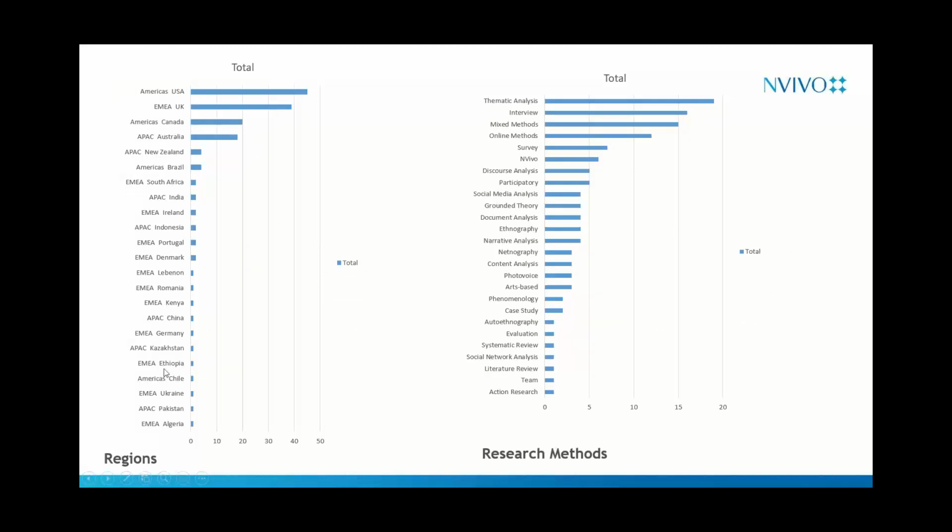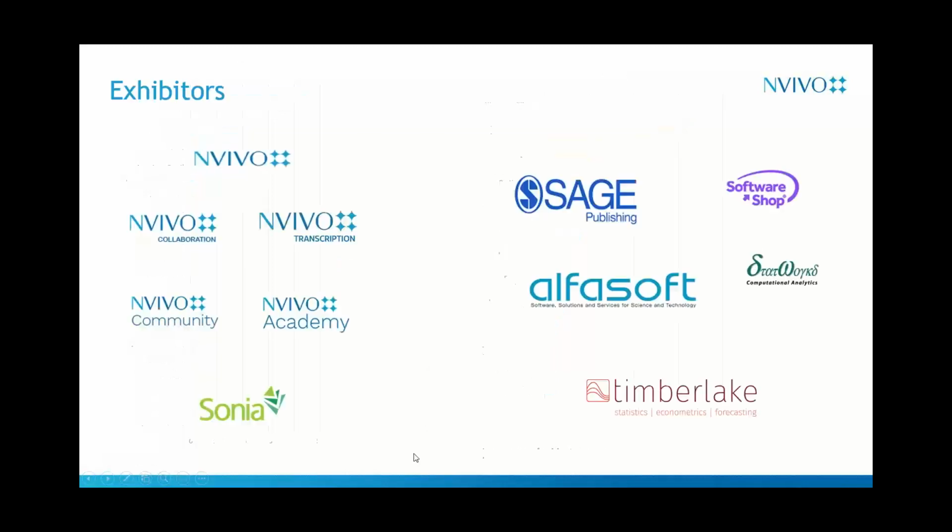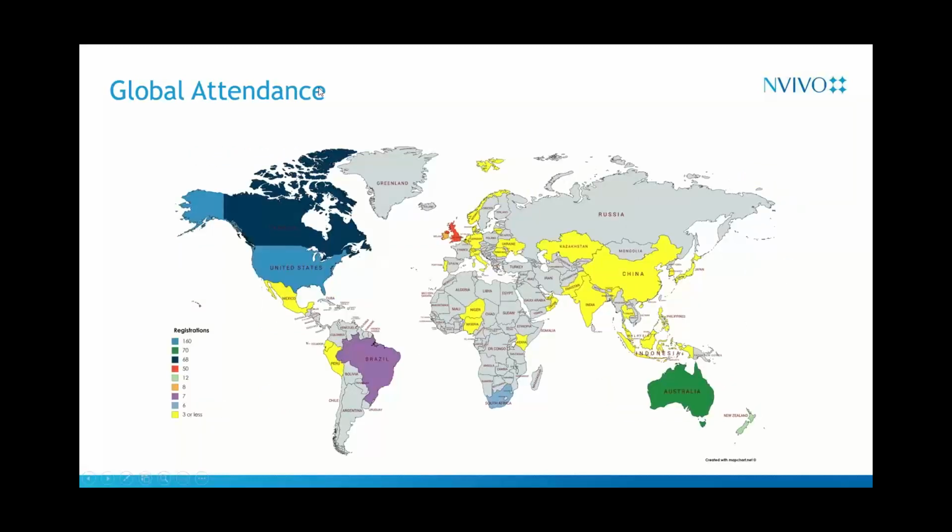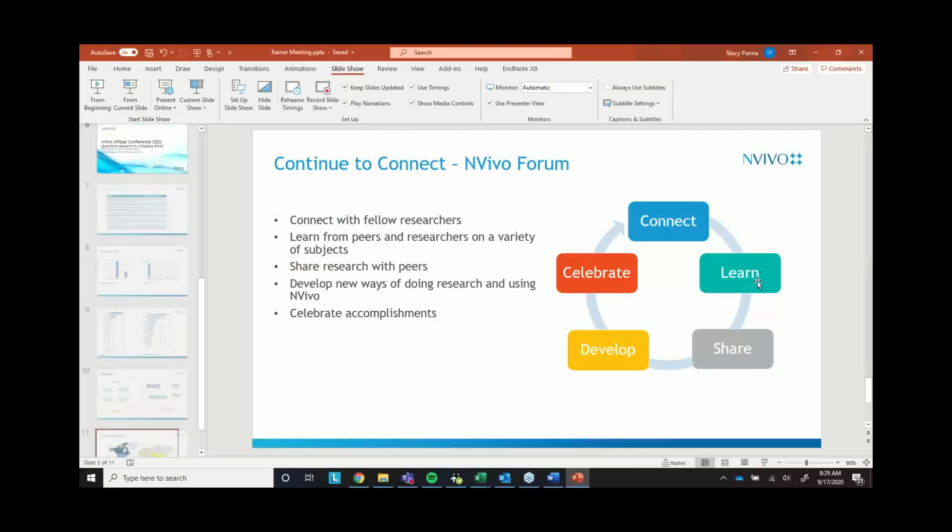You'll see a map in a minute, but from all over the world, and these are the different research methods that people will be talking about in their presentations. These are our exhibitors, so a lot of NVivo, and then Sonia's a product QSR has too on student placement management, and then I'm excited that we have Sage, and then these are our partners around the globe. And then these are the attendance. So these are even higher numbers now. This is about a couple of weeks ago, but it shows you it is a global conference. So all exciting. So now I'll go into the actual platform.